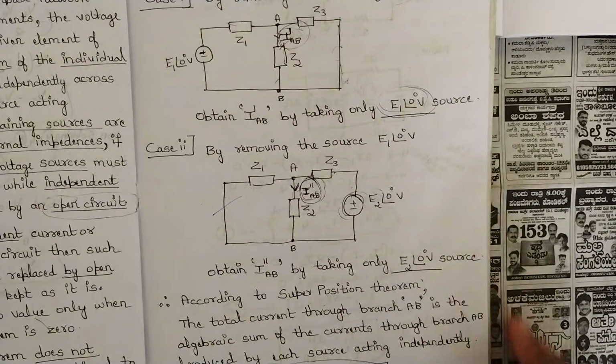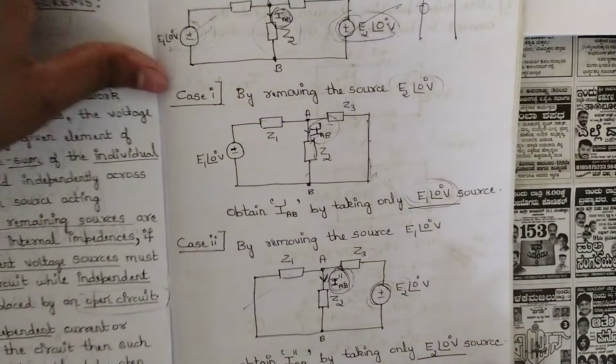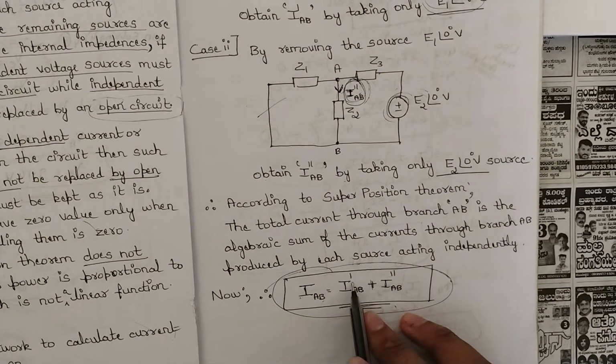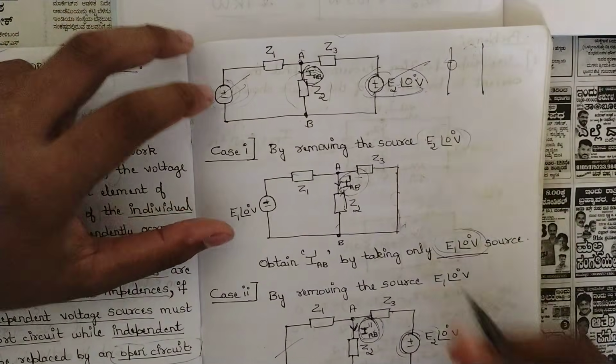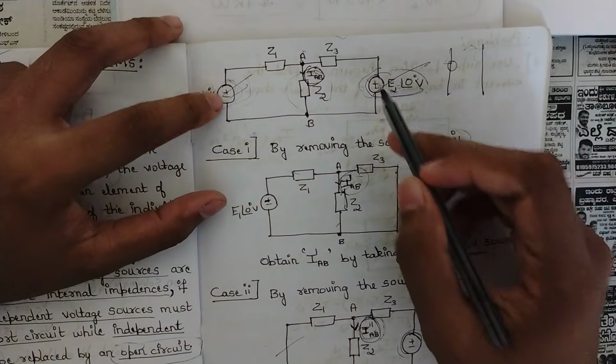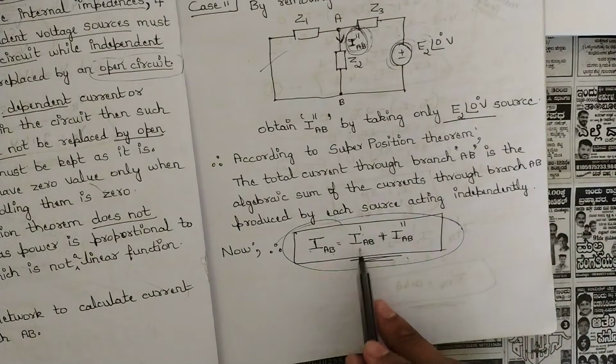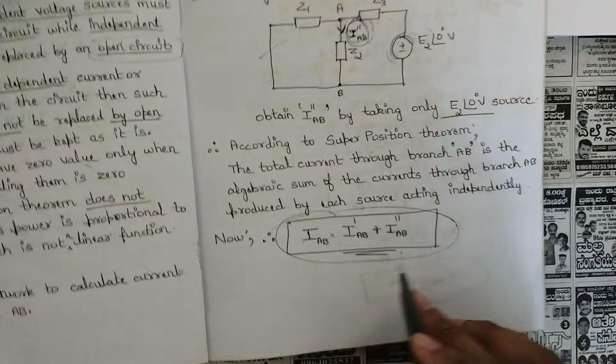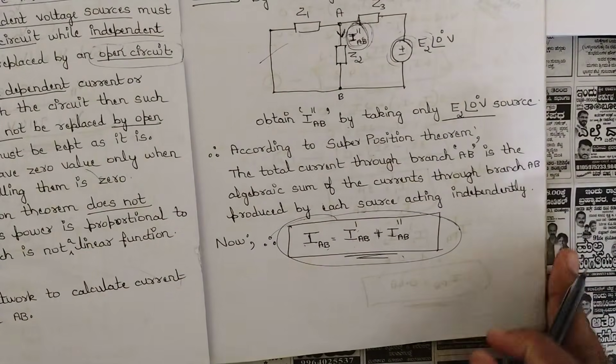Okay, so I've explained this whole theorem with the whole proof here, and I've obtained the equation I of AB is equal to I dash of AB plus I double dash of AB. You can observe one relation: whenever we have two different sources, we would be getting two currents. Similarly, if we have three sources at a time, we would be getting three currents. That we will see when you solve the problems.